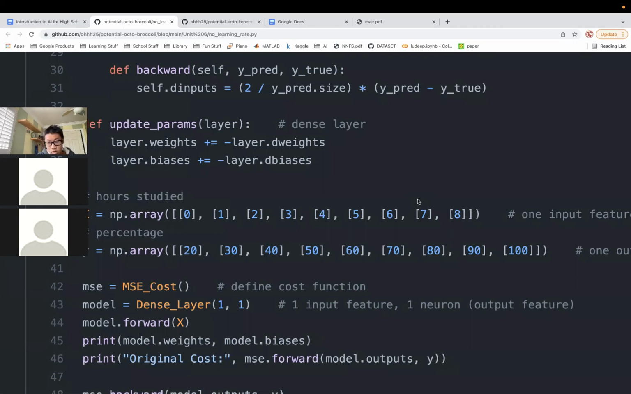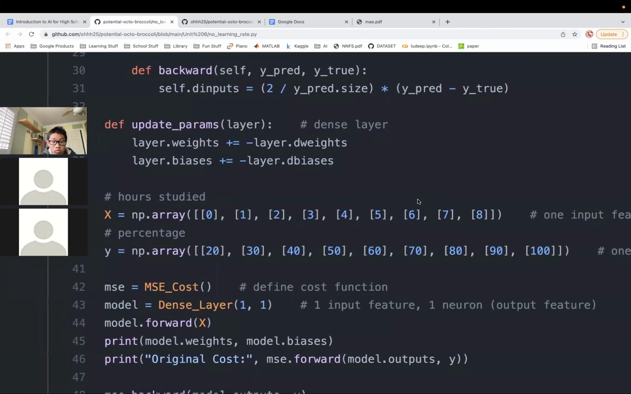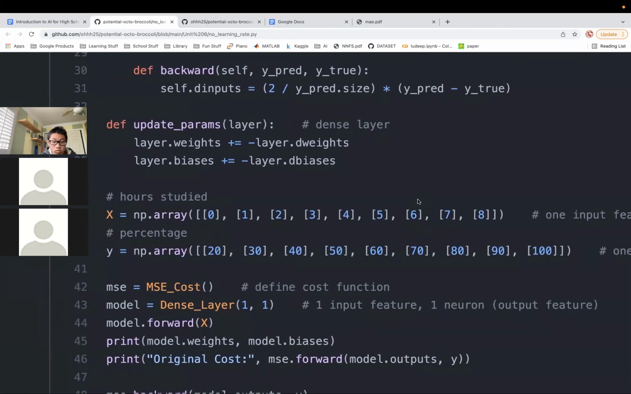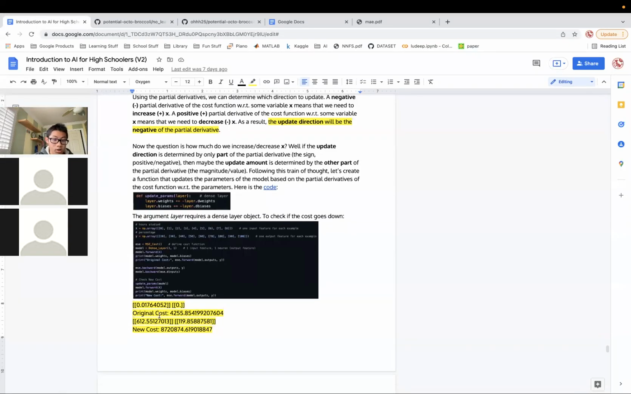Remember, weight corresponds to slope. For every increase in X, how much do you increase in the output? 10. Yeah, so weight should be 10. We started off with such a small number, and then we increased it way too much, right?